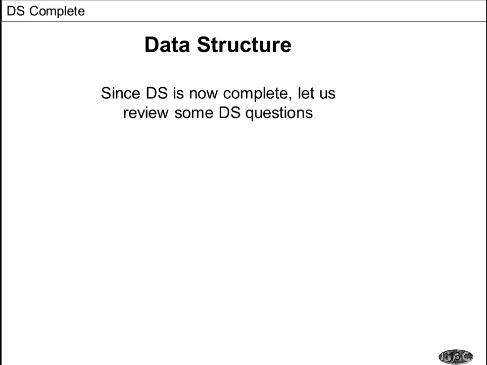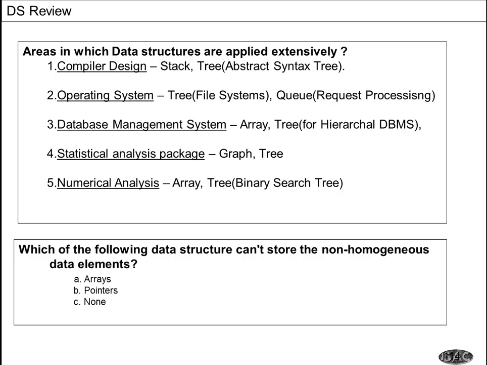Now we have pretty much completed the data structure and algorithm part. Data structure part, we have not yet done the algorithm part of sorting and all, but the basic data structure we have completed. So we will review some data structure questions. In this review, what are the areas in which data structures are applied extensively?